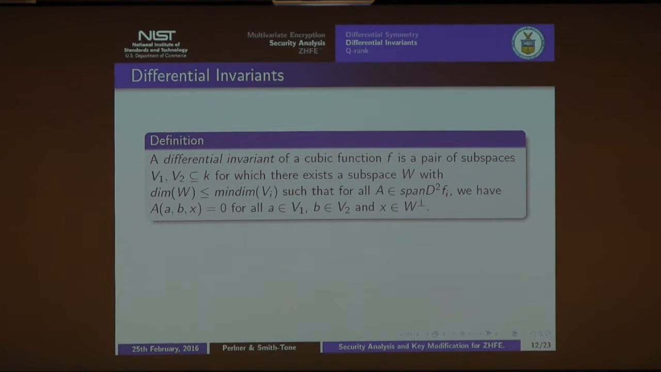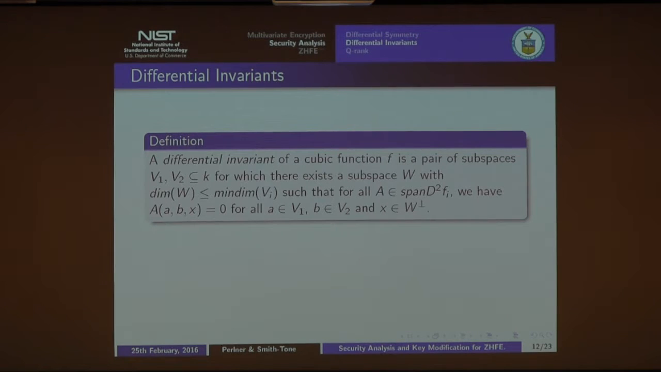Okay, then the other aspect of differential attacks we need to address for ZHFE is differential invariant attacks. So the prototypical example of a differential invariant attack in my mind is the attack on the balanced oil and vinegar. What happened there is, if you look at the differential of every public polynomial for balanced oil and vinegar, they all send one particular subspace, the oil subspace, to the vinegar subspace. Every single one of them.